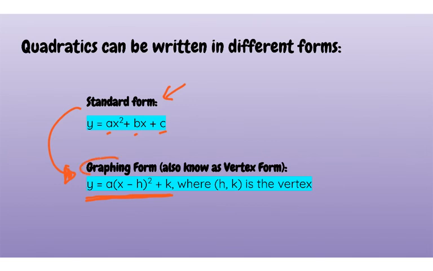So we call this graphing form. It is also known as vertex form. The reason that it's also known as vertex form is because when you look at an equation in graphing form, you can look at it and find the vertex just by glancing at the equation. All right, so unlike standard form where we have to search for that vertex, we can just look at the equation and find it. Okay, I think it's going to make more sense when I'm not using letters.